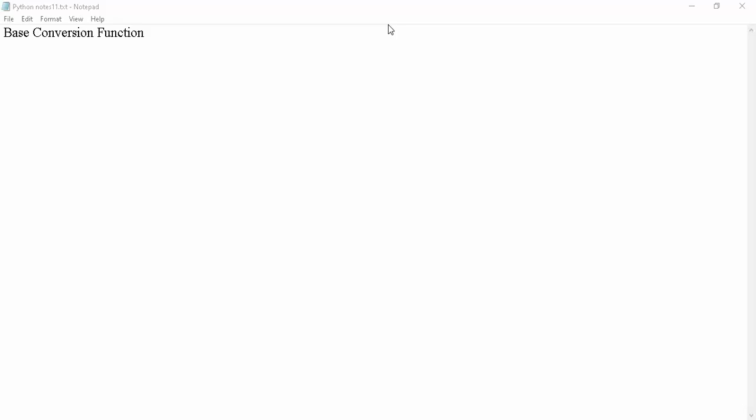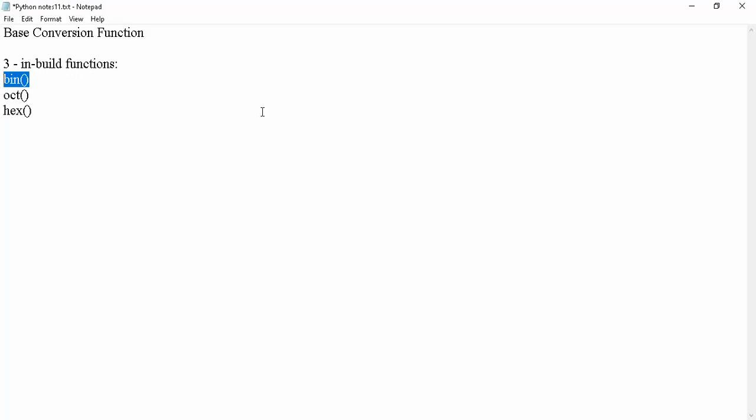For this base conversion, Python provides three inbuilt functions: bin(), oct(), and hex(). bin() can be used to convert from any other base to binary. Likewise, oct() converts from any other base to octal, and hex() converts to hexadecimal. First, we will go to the first function, the binary function.